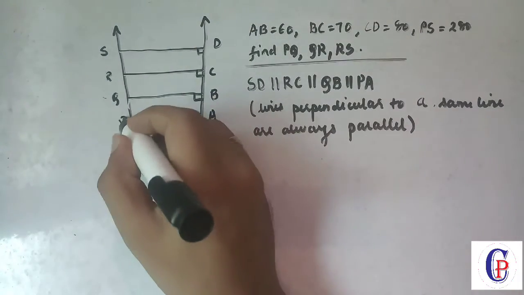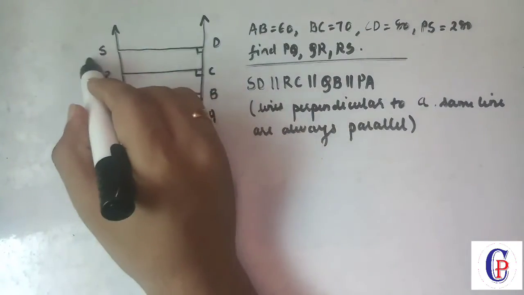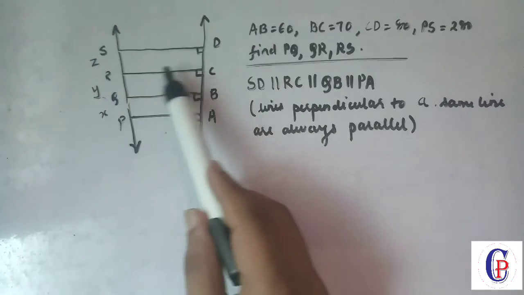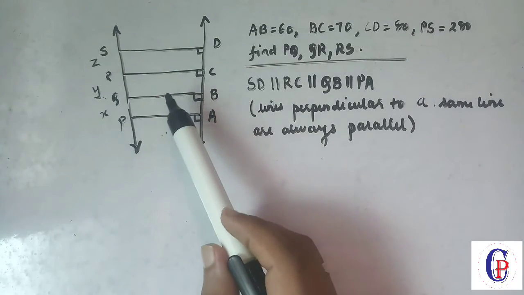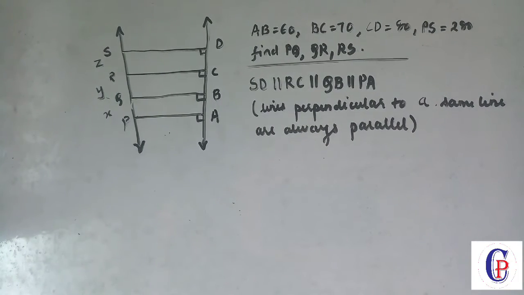So what we will do is write PQ as X, QR as Y, and RS as Z. So we will use three parallel lines and their transversal, the theorem on three parallel lines and their transversal.